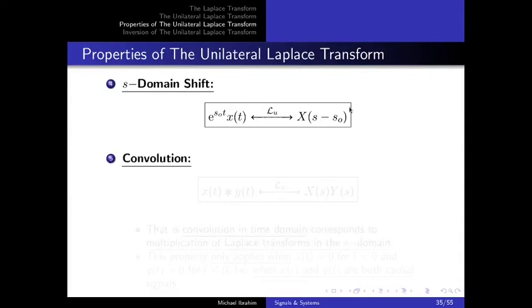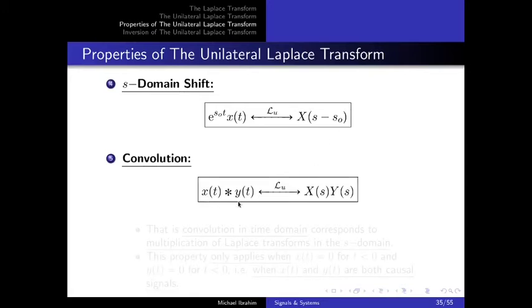The fifth property is a very important property. Actually, it's called the convolution property. It simply says that if we have two signals, x of t and y of t, and x of t has a transform X of s, and y of t has a transform Y of s, convolving x of t and y of t will give us, in the S-domain, multiplication of X of s and Y of s. In other words, convolution in time domain is equivalent to multiplication in the S-domain.